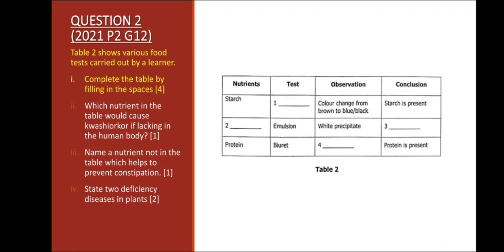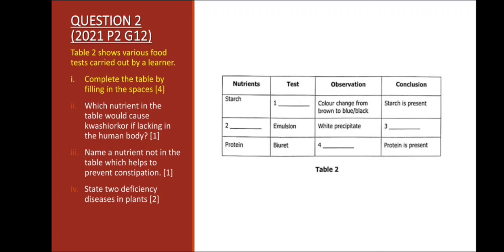And then under observation we've got white precipitate. So what does that mean? If we've got a white precipitate, that simply means lipids are present. So for part 3, lipids are present. When you look at the observation, it will tell you the conclusion. So if you've got a white precipitate, that simply means lipids are what?